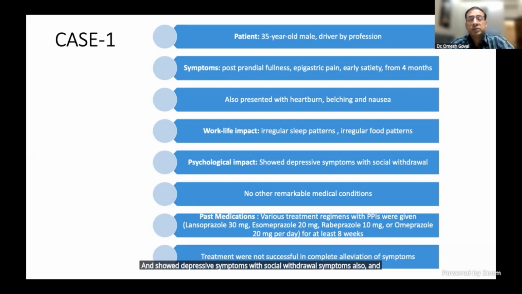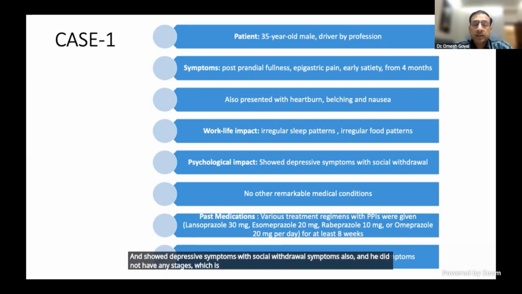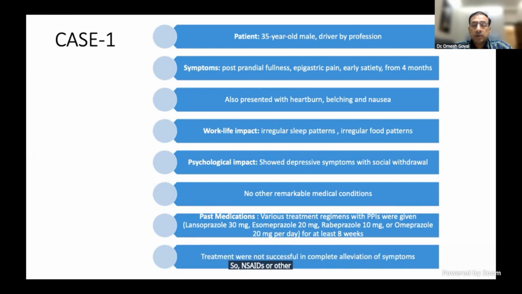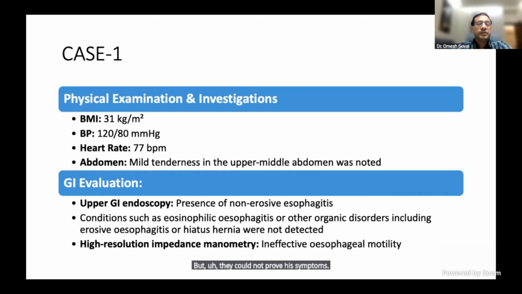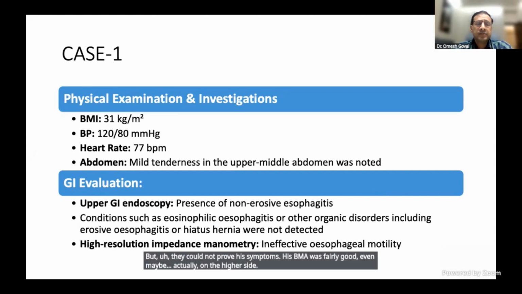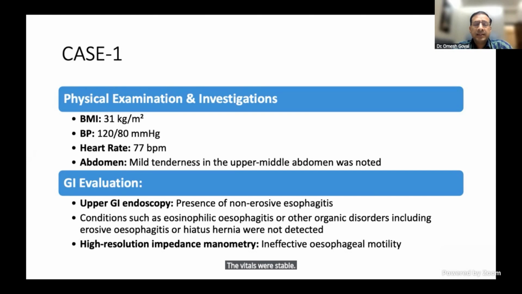He did not have any history of NSAIDs, which is very important in all dyspeptic patients. We should ask about drug history. So NSAIDs or other offending medicines were not there. He had taken almost all PPIs like lansoprazole, esomeprazole, etc., for the past 8 weeks, but they could not improve his symptoms. His BMI was fairly good, maybe even on the higher side. The vitals were stable. There was just mild tenderness in the upper abdomen.